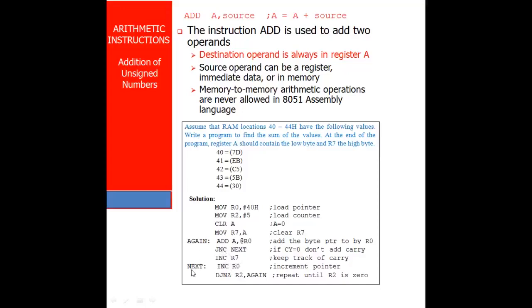If jump no carry, then it will jump to the location next. If carry is generated, then it will increment the value stored inside the register R7. After that, it will increment the register R0. Then it will check again the value stored inside R2, so the counter will be decremented by 1. This process will go on as long as the value inside the register R2 does not reach 0. Whenever R2 is equal to 0, it will come out from this loop.